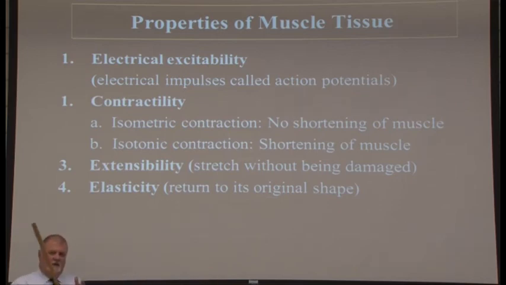So when we think about those contraction patterns, most of our postural muscles spend all day long doing isometric contractions. Then when we want to change body position, we have to do isotonic contractions, which is where the muscle shortens itself. Okay. So unless you want to go around all day like this, you have to be able to stretch your muscle back out. So the muscle has to have extensibility. It has to be able to be stretched back out without internal damage to the muscle. And then it has to have a bit of elasticity, which allows it to return to its original shape when it's relaxed.